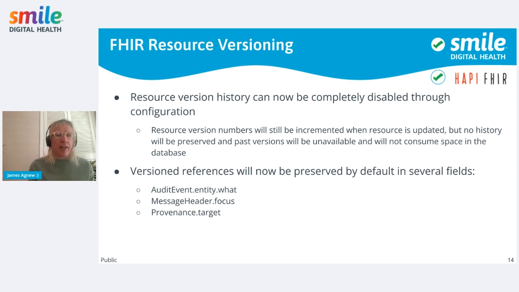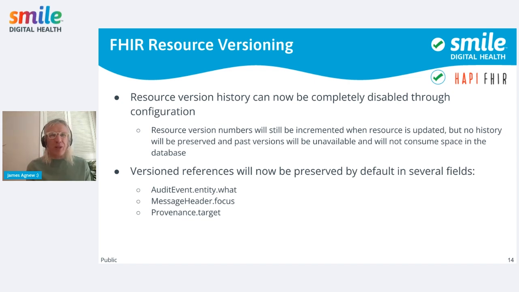One change that's gone in to do with versioning, we now will, by default, and this too can be changed through configuration as well, preserve version references on a couple of individual fields. Most fields in FHIR, we will delete the version portion of a reference because typically in FHIR, you don't actually want references between resources that point to a specific version of a resource.